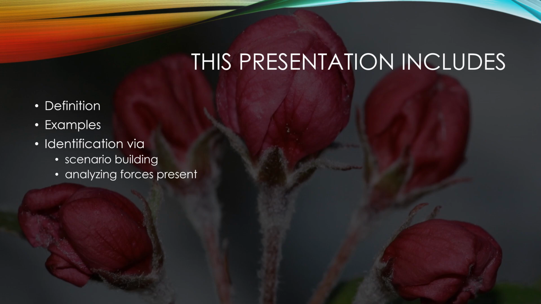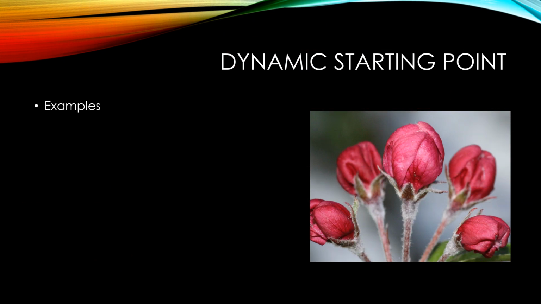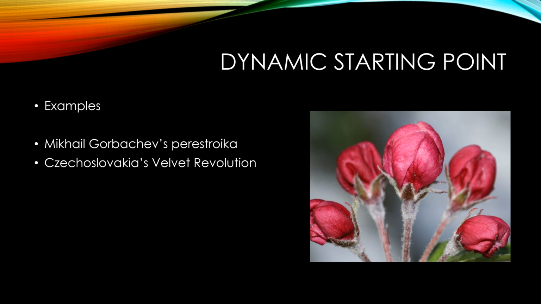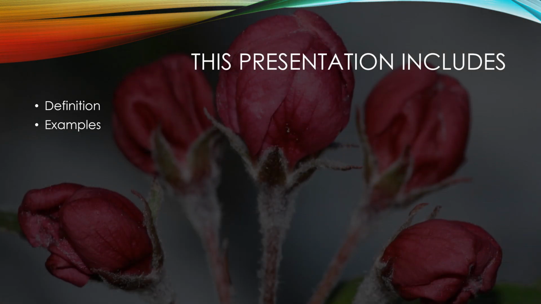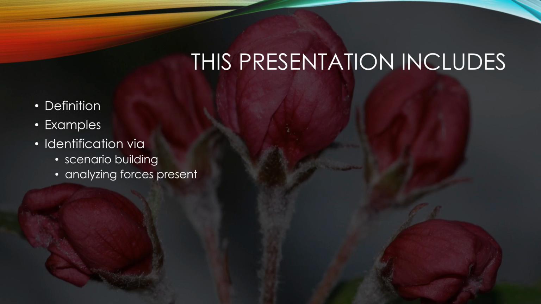We now look at some examples of a dynamic starting point. Among the examples of a dynamic starting point are Mikhail Gorbachev's perestroika, Czechoslovakia's Velvet Revolution, and the Arab Spring. We can now turn to the two methods of identification of dynamic starting points: scenario building and analyzing forces present.